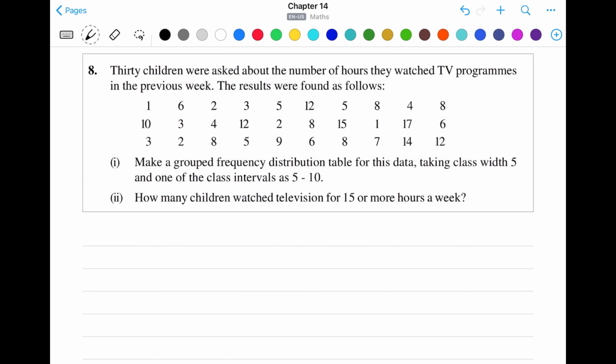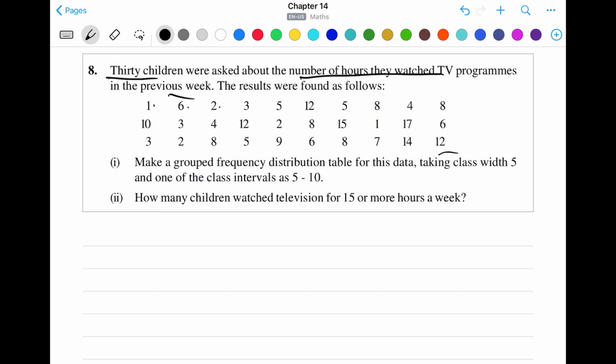Now moving to the next. We have 30 children who were asked about the number of hours they watched TV programs in the previous week. Okay, 30 students were taken. They were asked the number of hours they watched TV programs in the previous week. The result was found as below. Some students watch only for 1 hour, some watch for 6 hours, some for 2 hours, 3 hours, 5 hours, 12 hours, and so on till the last one is 12 hours.